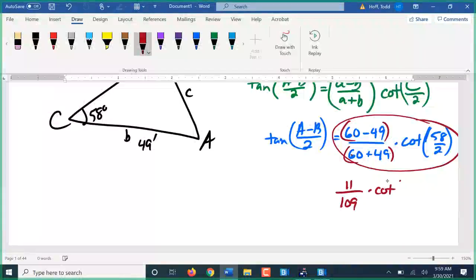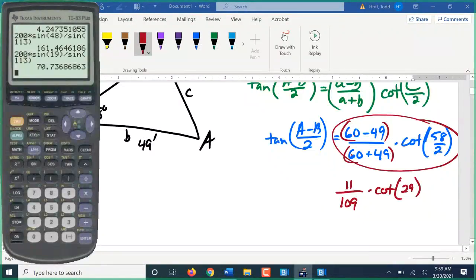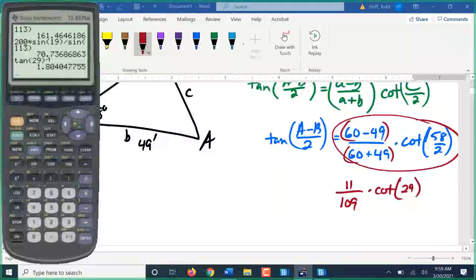tangent. 58 divided by 2 is 29 degrees. First, I'm going to do the cotangent of 29 degrees. Remember to do cotangent, I do the tangent, I do the reciprocal outside of the parentheses. Gives me 1.8. So times 11 and divided by 109 gives me 0.18206.